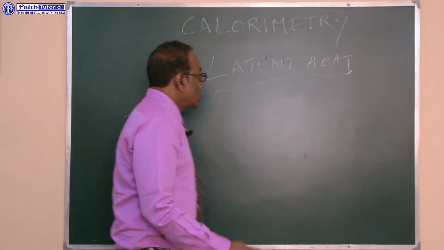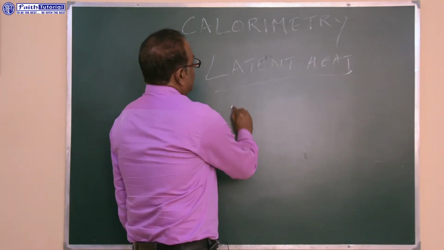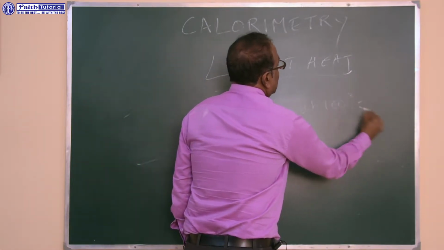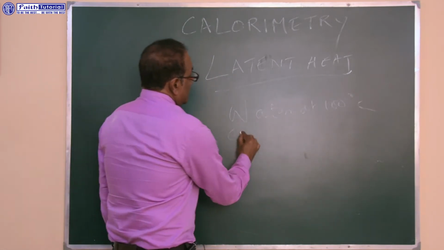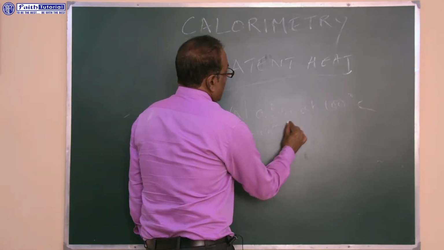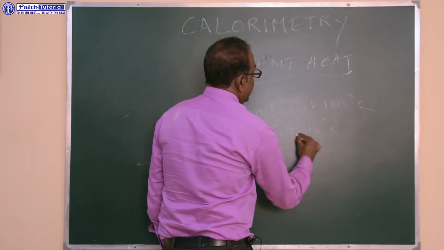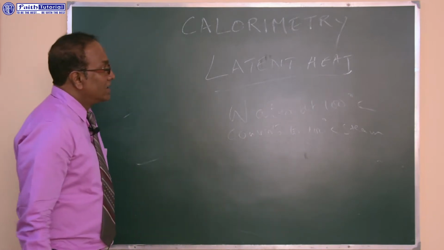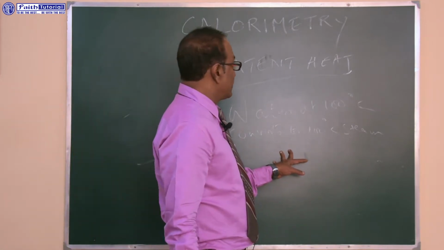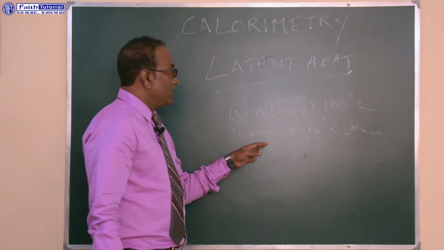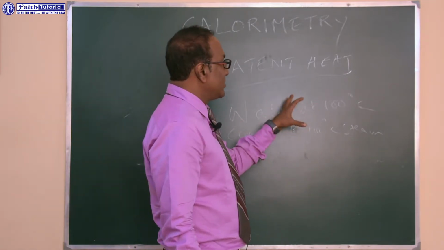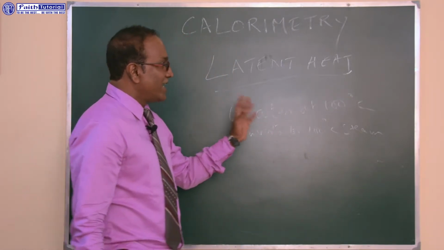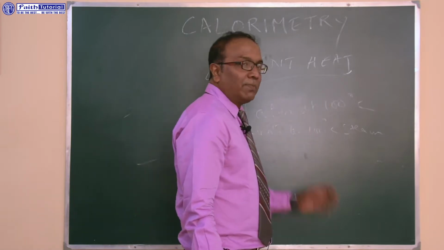Similarly, when water at 100 degrees centigrade converts to 100 degrees centigrade steam, there is no change in temperature. In this case, it is latent heat of vaporization. Water converts into steam at 100 degrees centigrade without any change in temperature because it uses its own latent heat to convert. Whenever there is a change in state, there is no change in temperature.